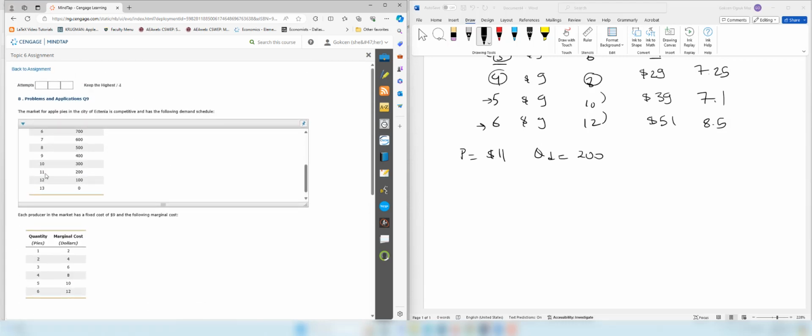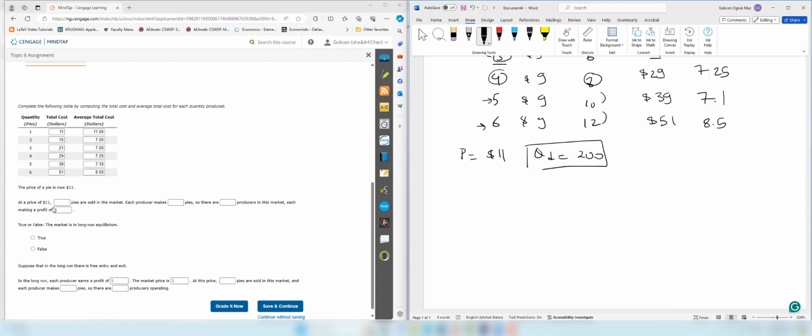We go back to the demand curve and we find out that quantity demanded is 200, and now we can fill out the blanks here. At a price of 11, 200 pies are sold in the market. To find out how many pies each producer is going to produce, we need to find the profit maximizing point. For a perfectly competitive firm, price equals marginal revenue. Therefore, marginal revenue is equal to $11.